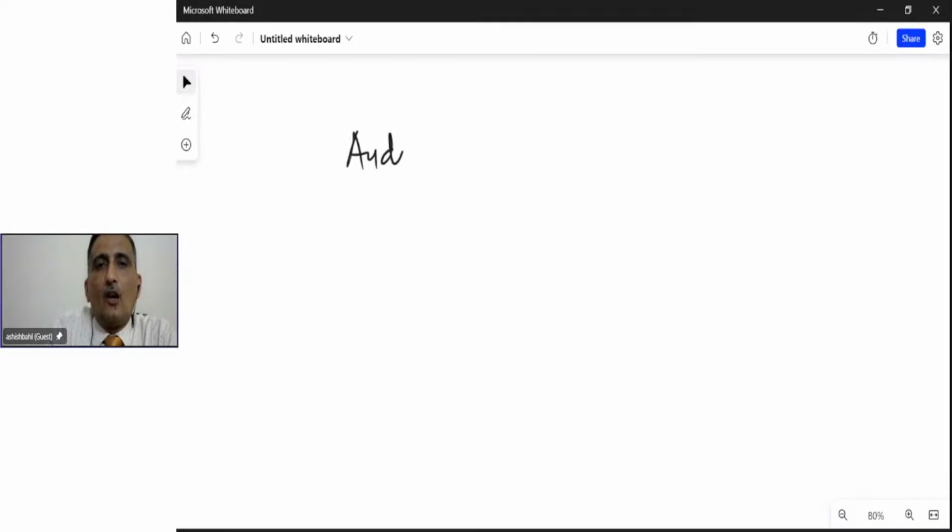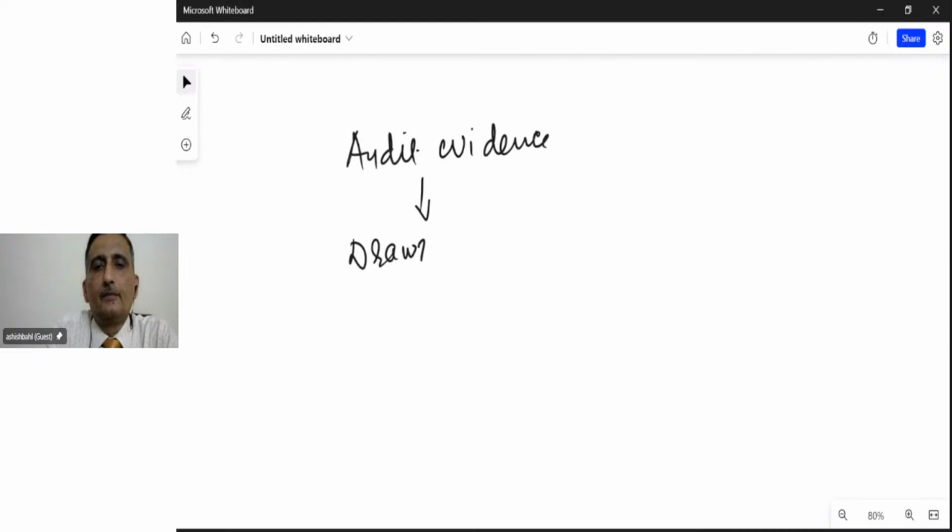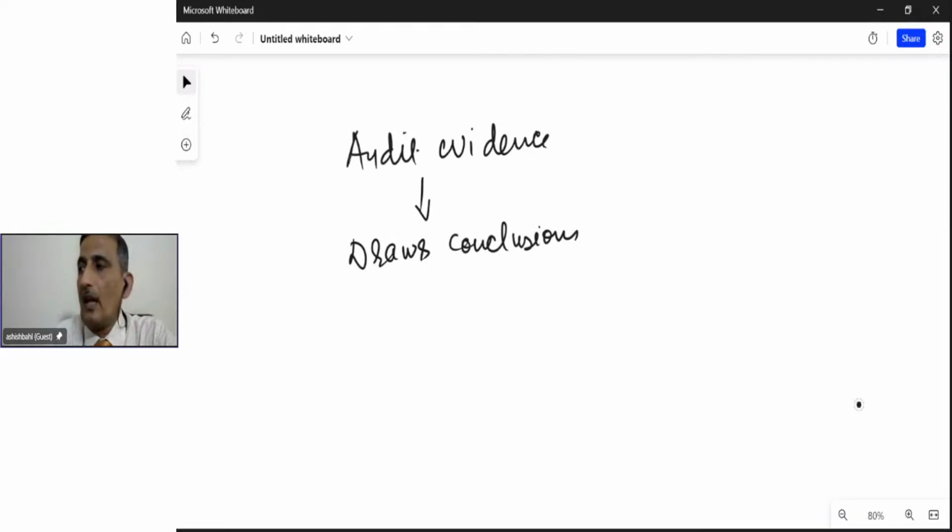So he has the audit evidence. Now he draws conclusions. On the basis of audit evidence, whatever information he has got, obviously he would make some specific conclusion, some specific judgment based upon that audit evidence. And after drawing conclusions, he evaluates.